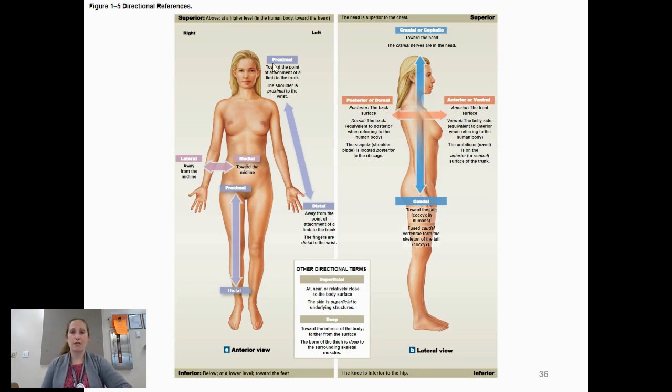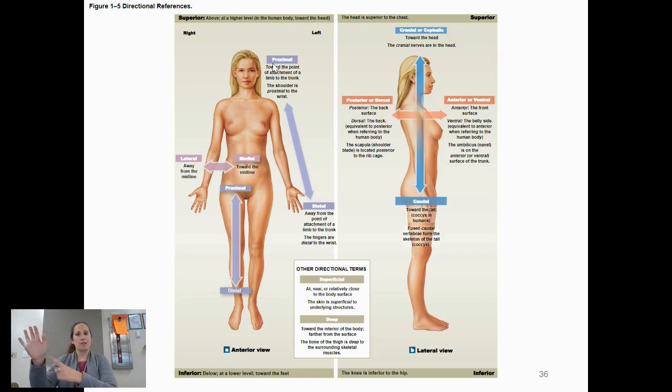The next set is called proximal and distal. Proximal and distal terminology is only used for body parts, anatomy, that are located on an appendage. Those are your arms and your legs. So I could say that the head of my humerus, that's this bone in my arm, the head of the humerus, the end of the humerus, is proximal to my wrist, because the head of my humerus is closer to where my arm attaches to my trunk of my body than my wrist is. That's what I mean when I say proximal. It's closer to the trunk of my body.